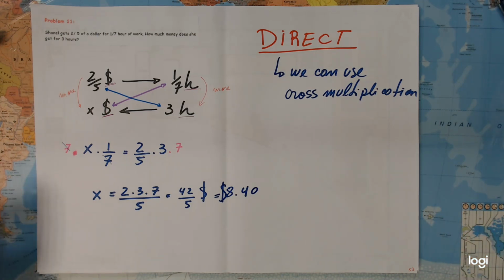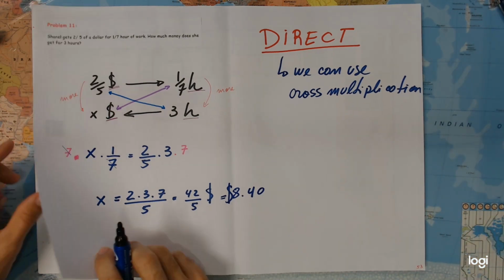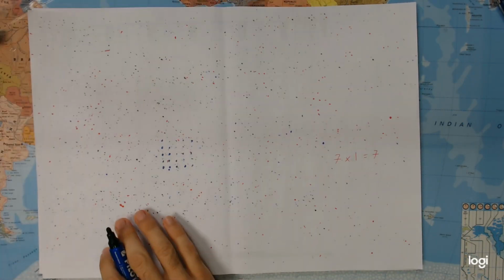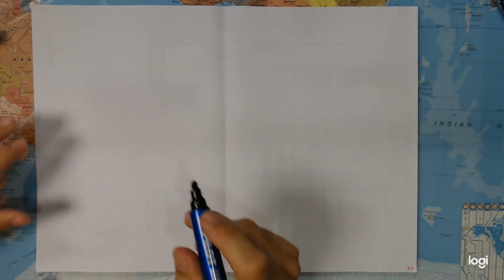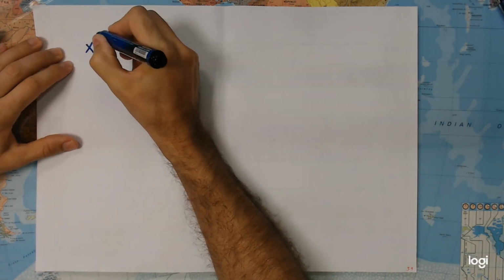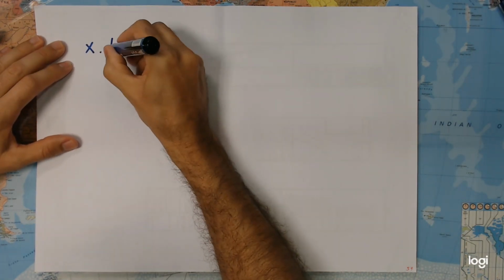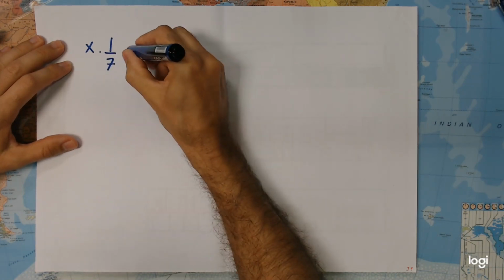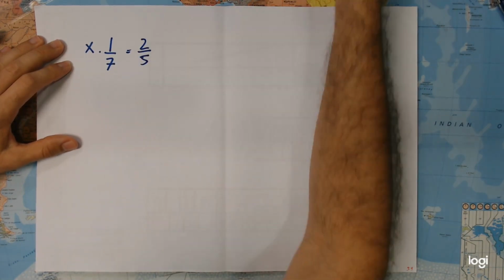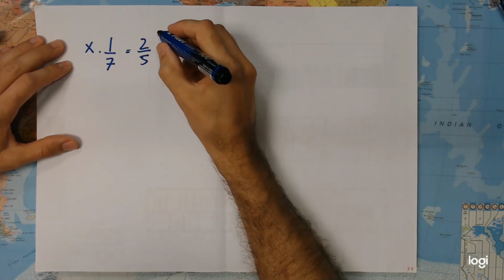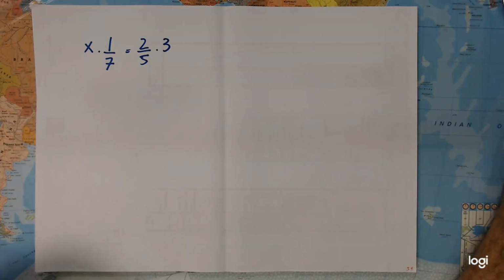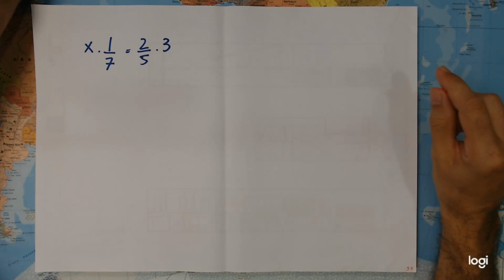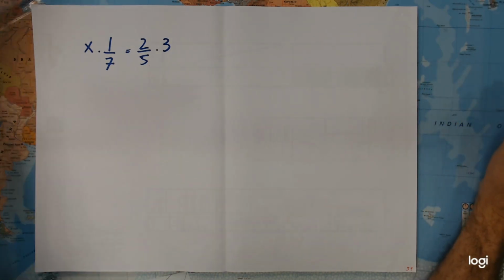But we can think in another way, okay? How can we solve this one in another way? Let's just do it. I'm going to take the very same problem, okay? We have x times 1/7 equals 2/5 times 3. It is the same process, okay? I'm not changing anything, but it is how I see it.